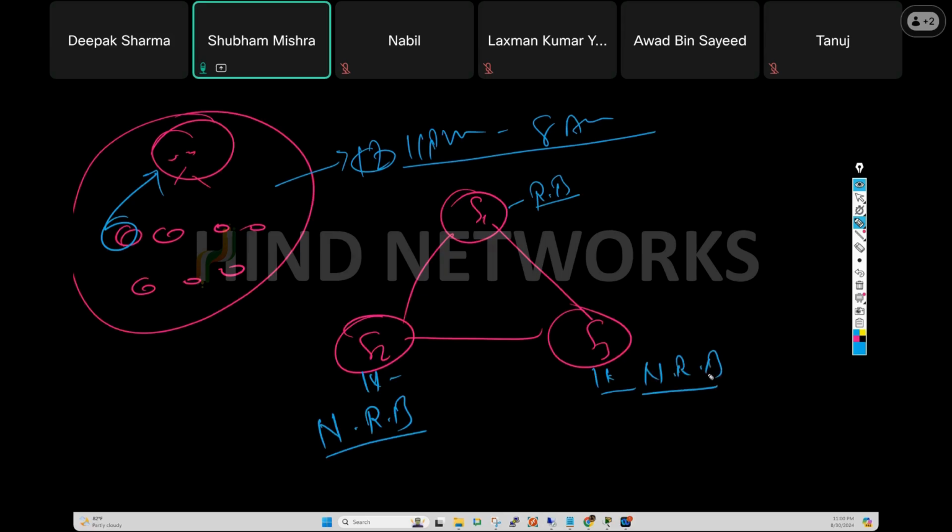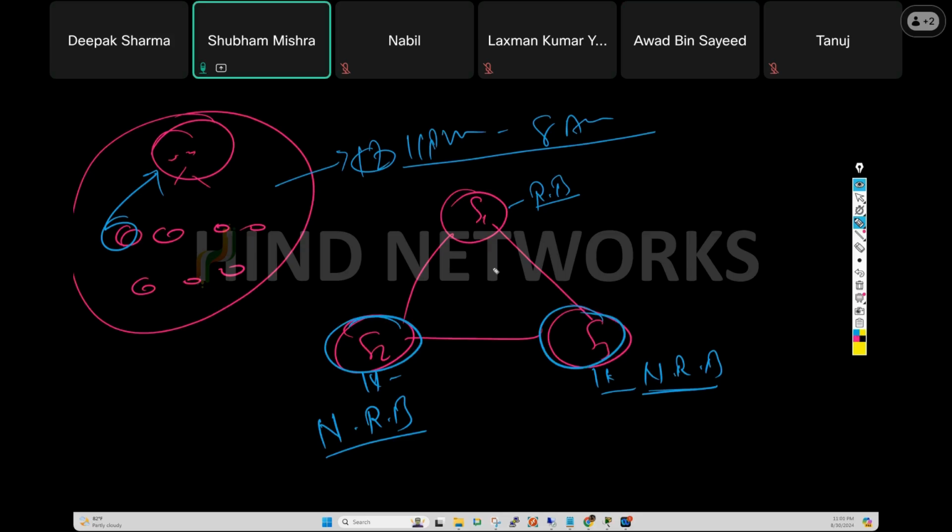Understand? I hope you guys understand two terms here: root bridge and non-root bridge. Root bridge means the leader is known as the root bridge, and all the other switches are known as non-root bridges. Are you clear, everyone? So every non-root bridge wants a better relationship with the root bridge. It means every non-root bridge wants to reach the root bridge with the shortest path.